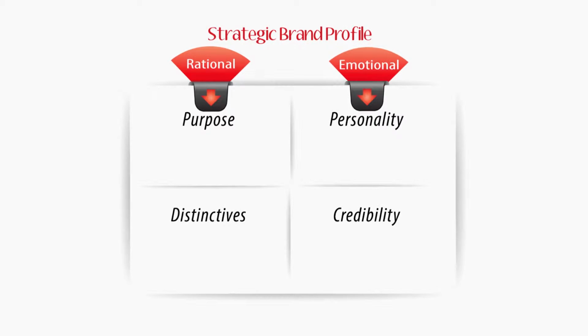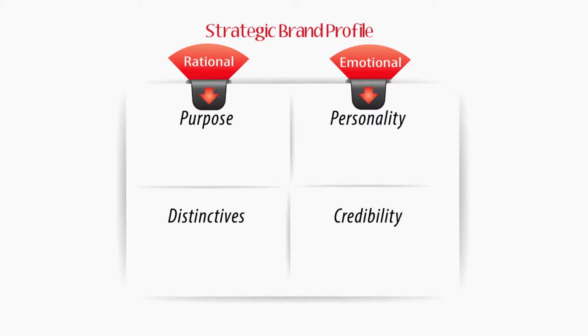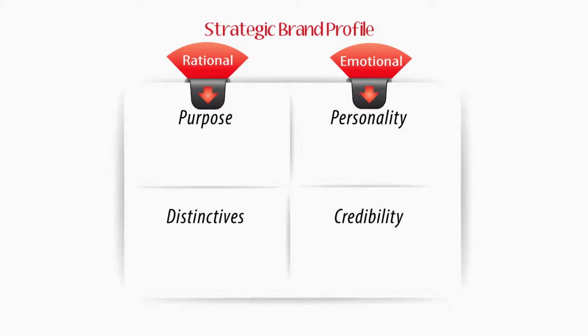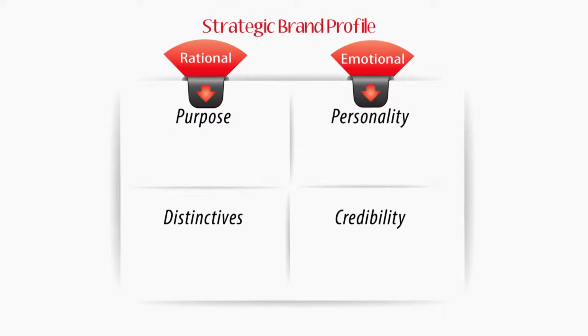As you can see on your screen, the strategic brand profile has 4 components: purpose, distinctives, personality, and credibility. Now, purpose and distinctives make up the rational aspects of your brand. Personality and credibility make up the emotional components of your brand.